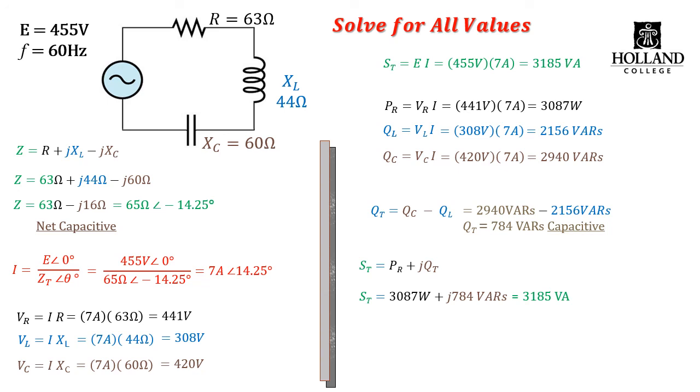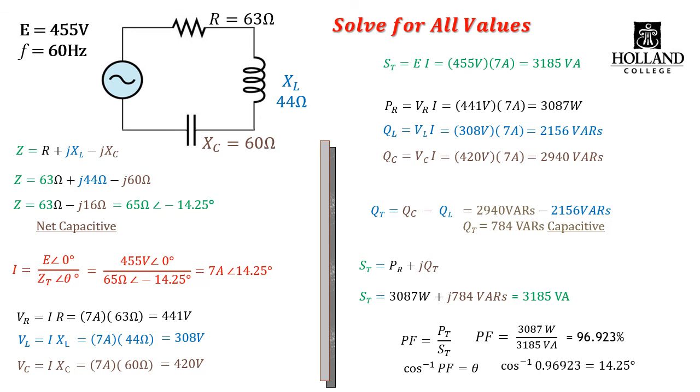With the total power and our resistive power in hand, we can now calculate out our power factor, which in this case is a 96.92% leading power factor. Again, it's leading because it's a net capacitive circuit.